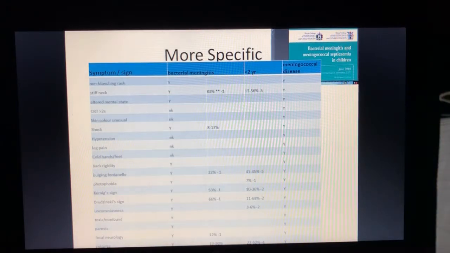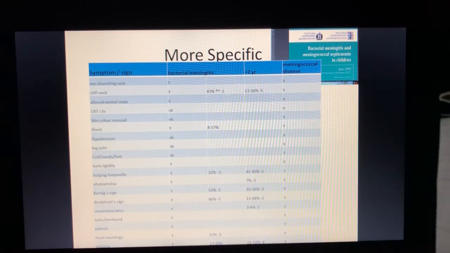Let's move on to the more specific signs for meningitis, and there you can see it's quite a large list, and some of them have been studied in all children and some in only under 2-year-olds. And what strikes me immediately when we look at this is how low the prevalence of these symptoms and signs is in cases of meningitis.